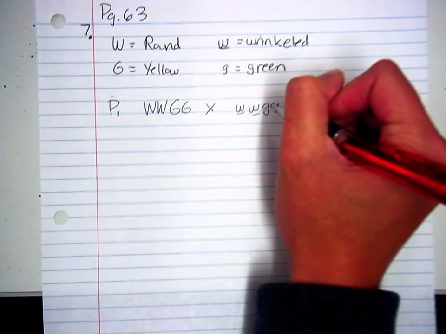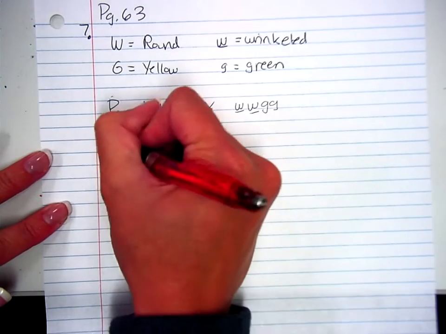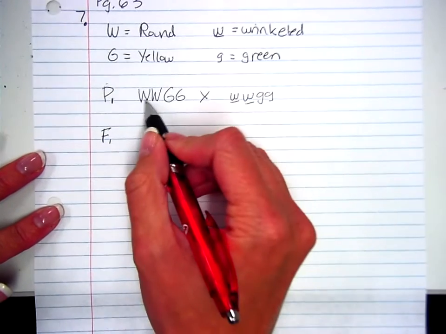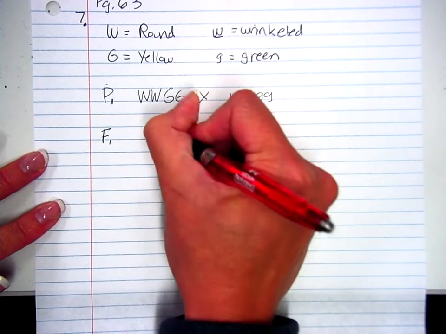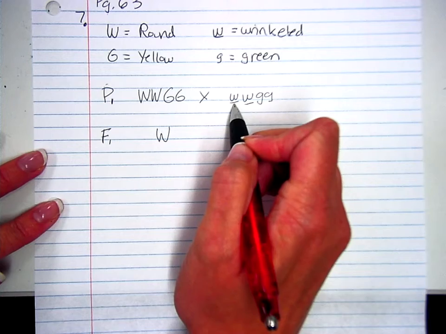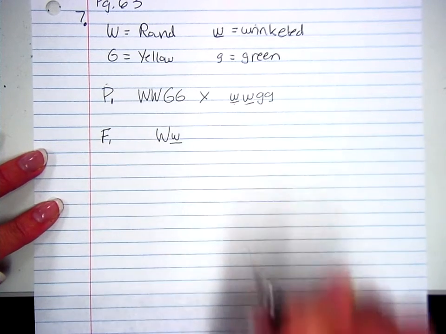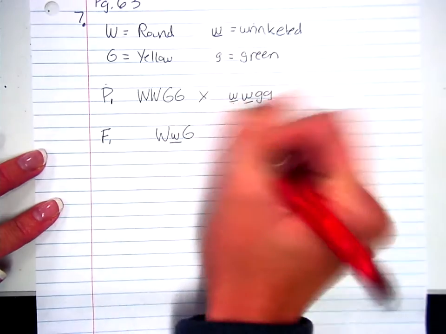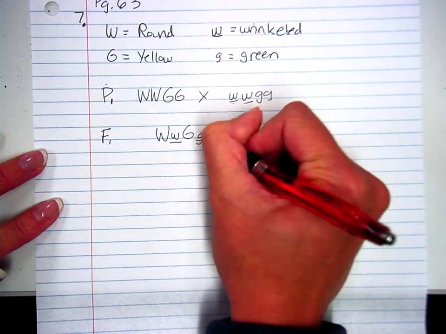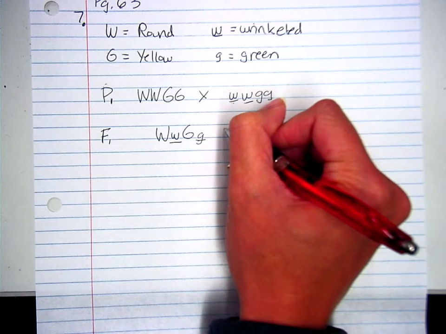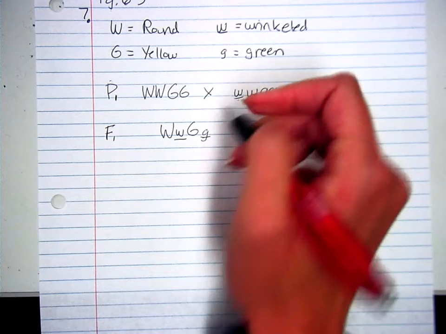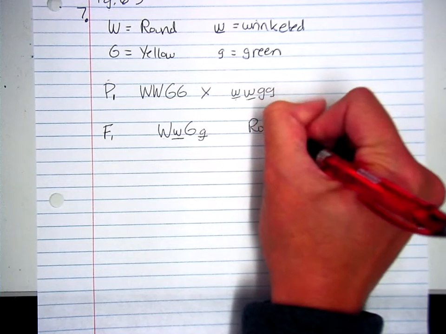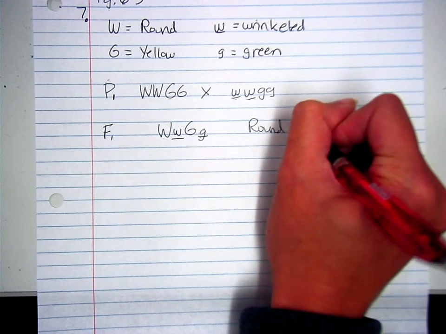Okay, so now when we think about their F1 generation and what's going to happen, no matter what, this parent has to give a big W. It's all it has to give. And this parent has to give a little w. That's all it has to give. This parent has to give a big G, and this parent has to give a little g. That is all they have to give. So we are not surprised that in the F1 generation, all of the plants have round seeds and yellow color.